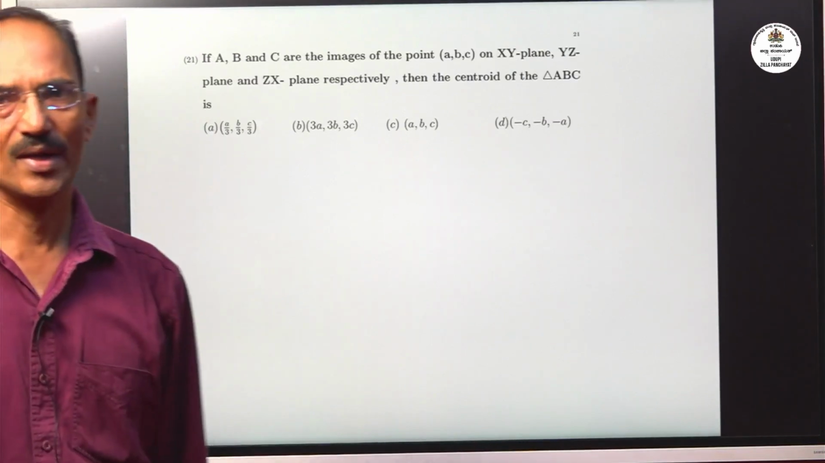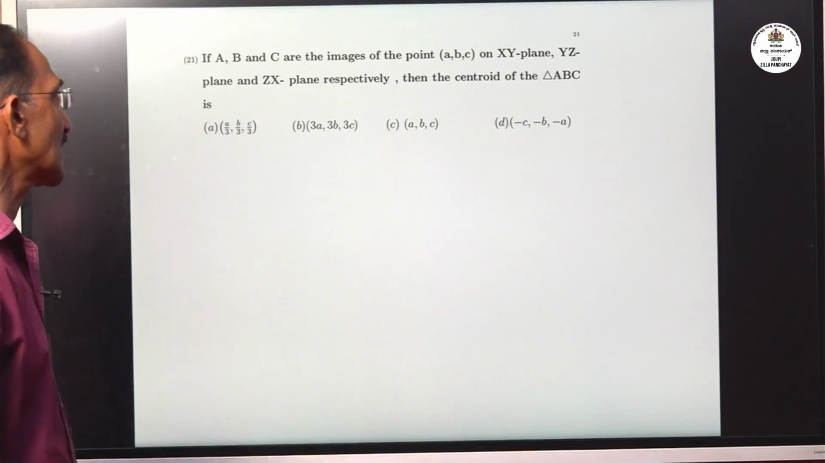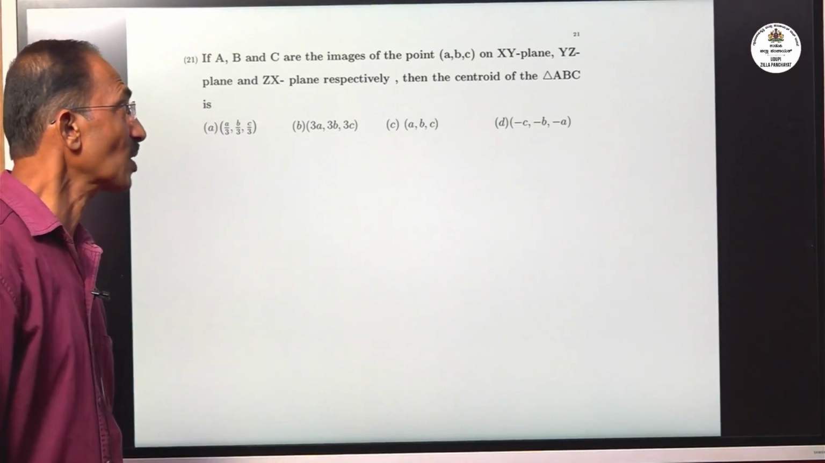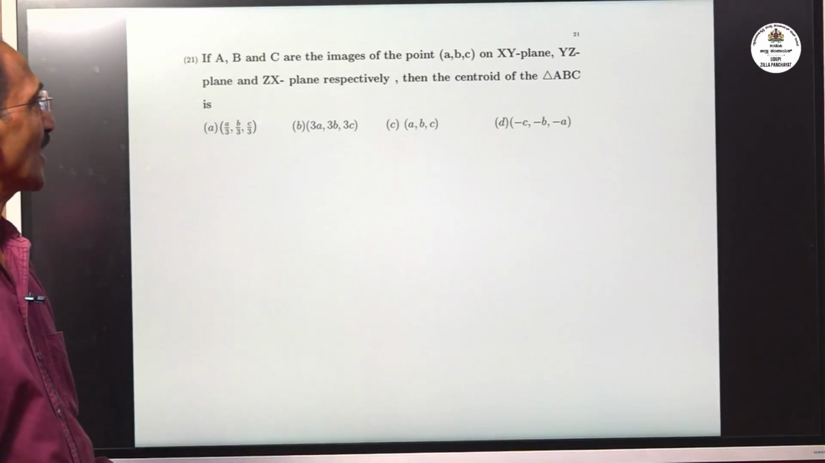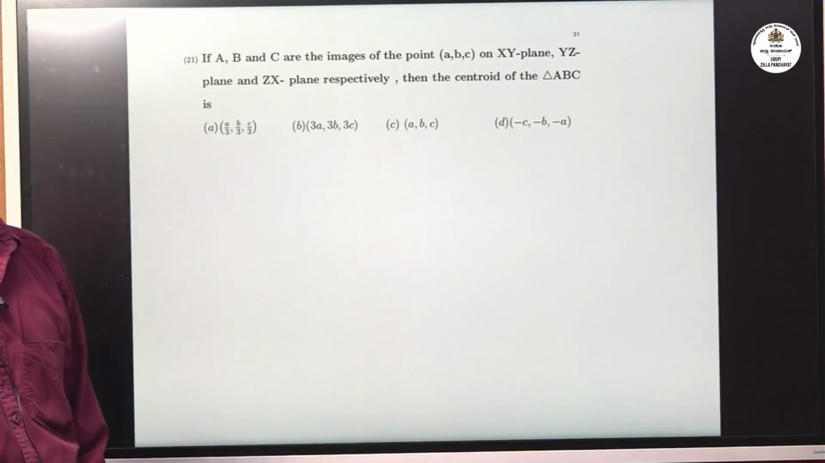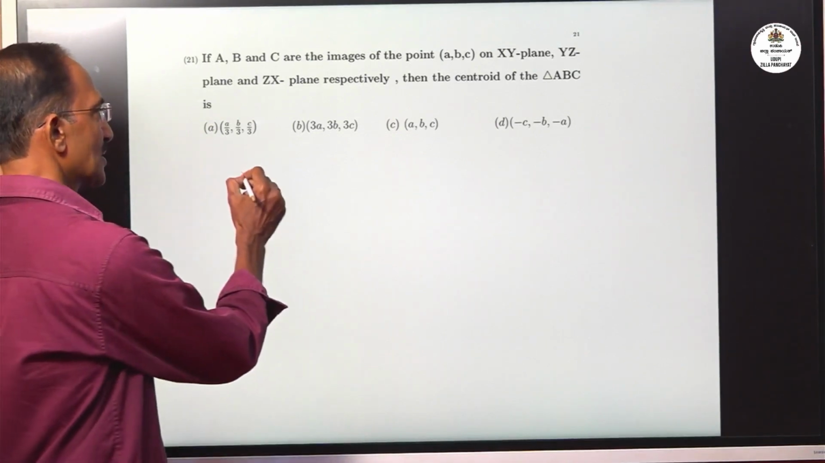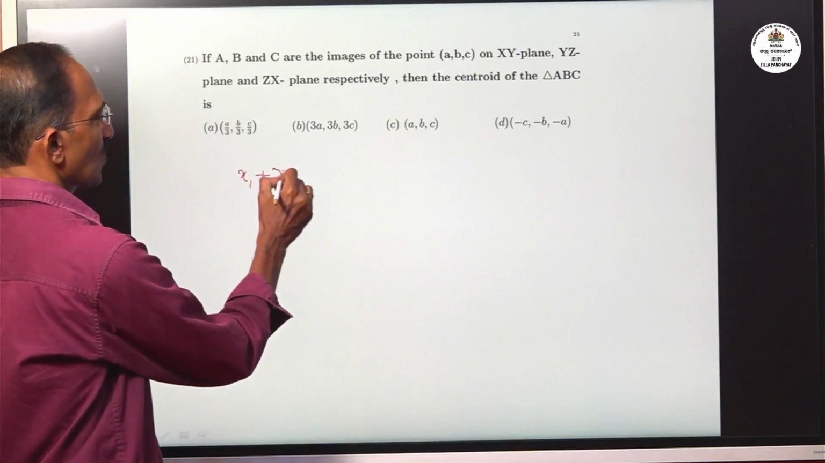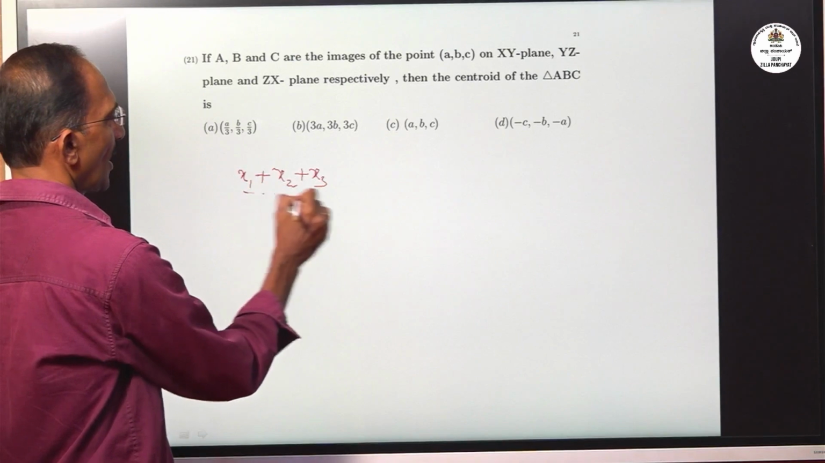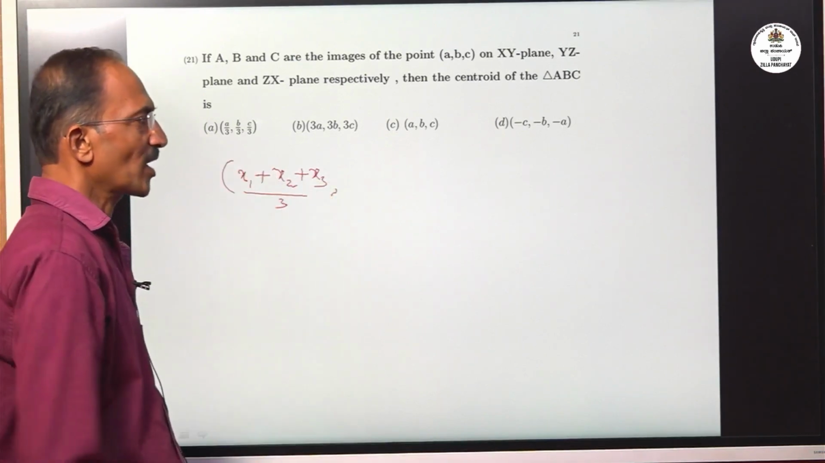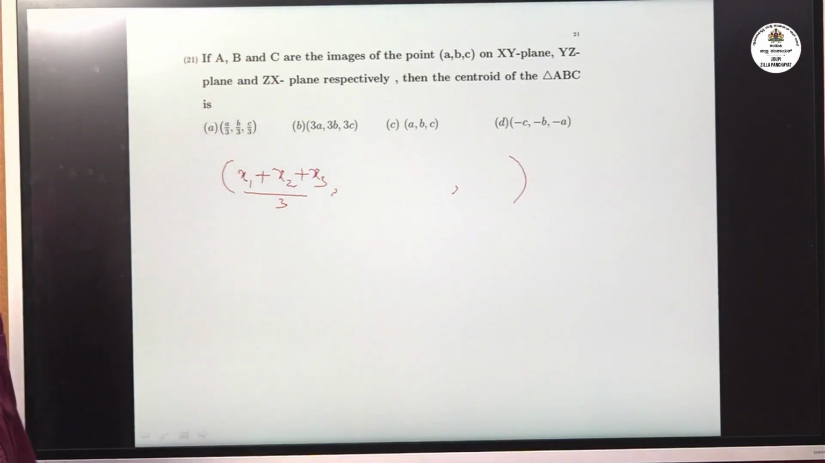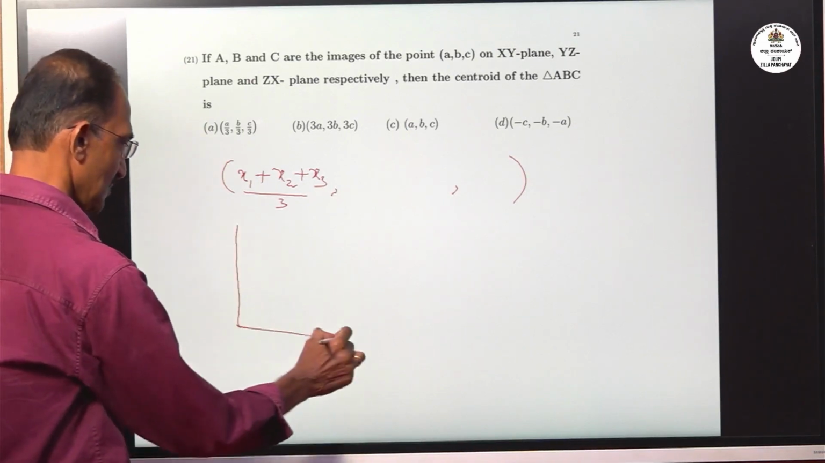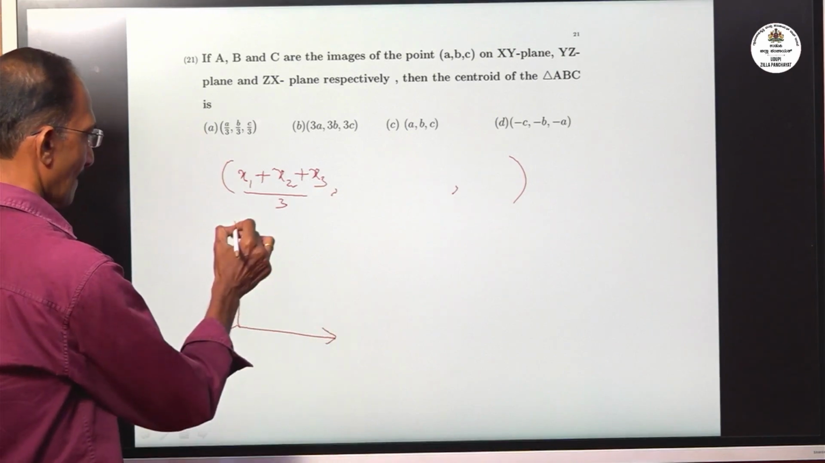Question number 21. If A', B', C' are the images of the point A, B, C on the xy plane, yz plane and zx plane respectively, then the center of the triangle A'B'C' is. Clearly, the center of the triangle is given by (x1 + x2 + x3)/3, which is the x coordinate, and similarly you can get the y coordinate and the z coordinate. So here A', B', C' are the images of the point.